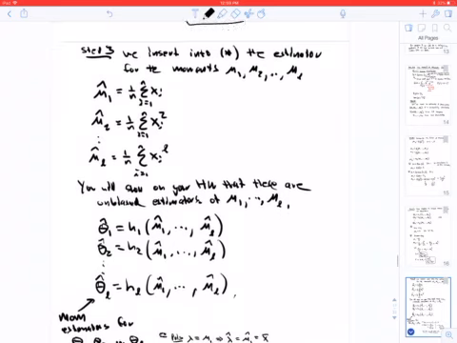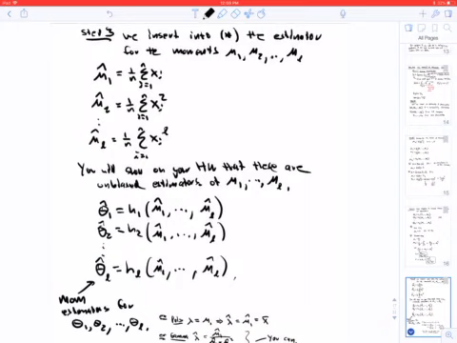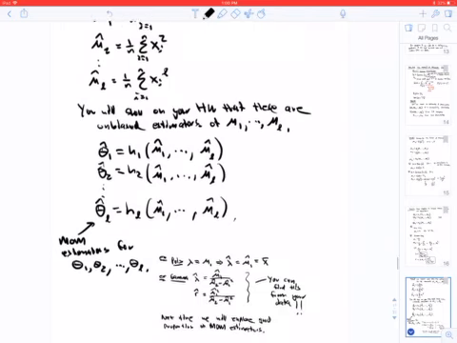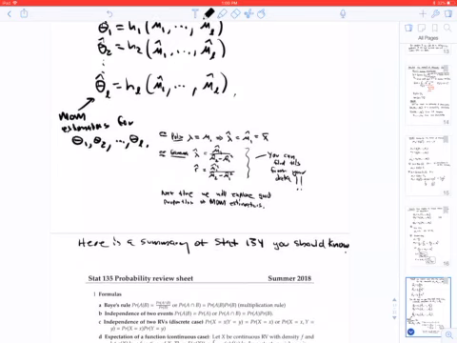And then finally, for step 3, now that we have our parameters as functions of moments, we estimate the moments using your data. The estimators for the moments are sample moments, which in the homework you'll show are unbiased estimators for the moments. I provide you an example here.